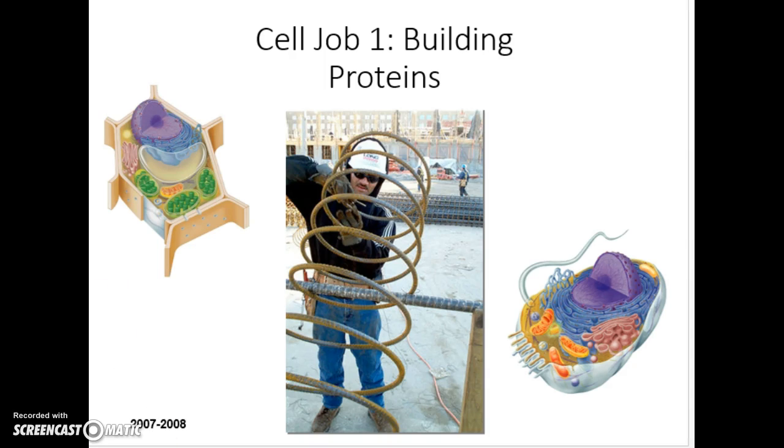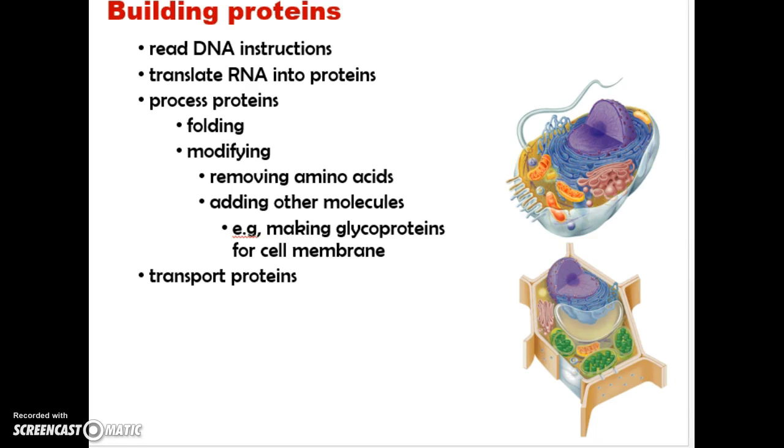So looking at building proteins first. In order to build proteins, a cell has to read the instructions that are located in the DNA. That's done through translation. The RNA is translated into proteins within the cytoplasm of the cell. Then those proteins aren't finished yet. They must be processed. They must be folded, as we learned in our last unit. They will be modified. Sometimes it's taking some amino acids off. Other times it's adding things like carbohydrates to make a glycoprotein for the cell membrane.